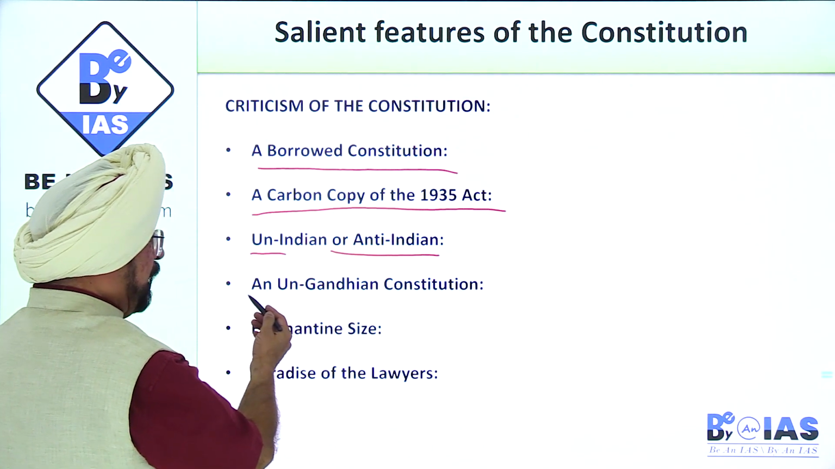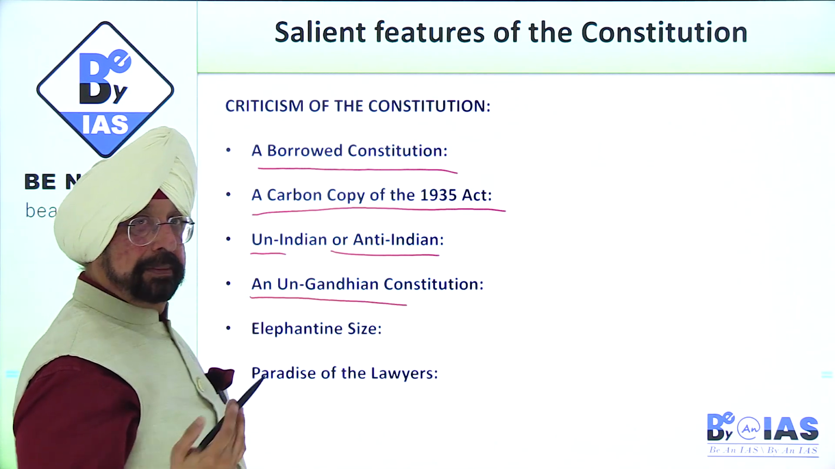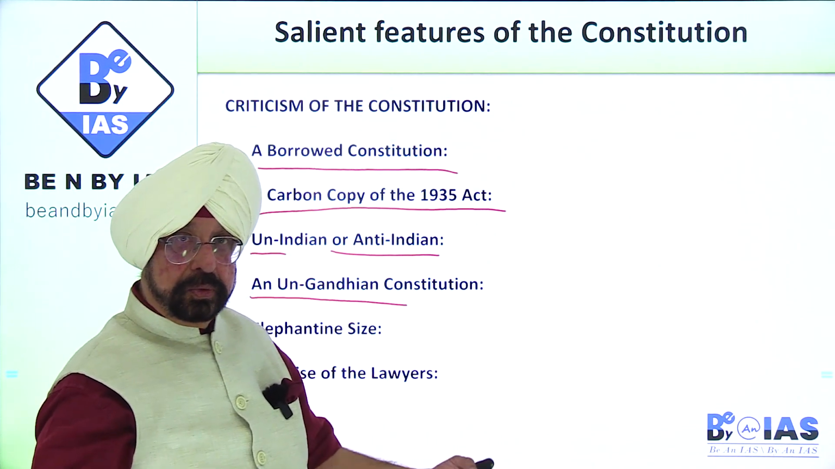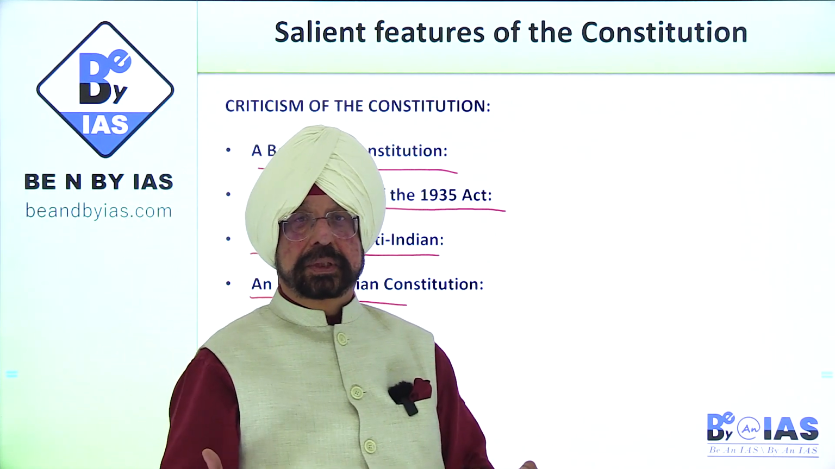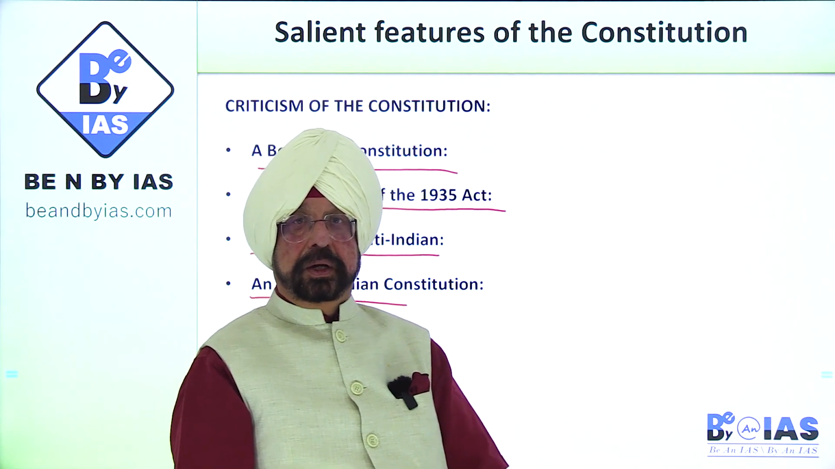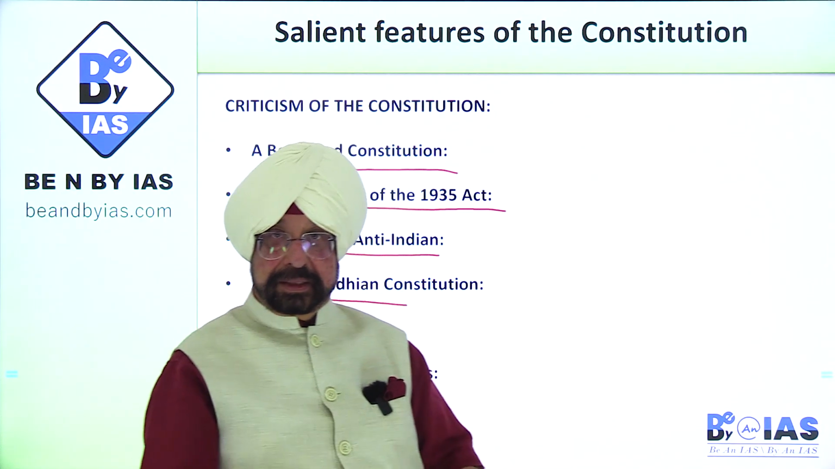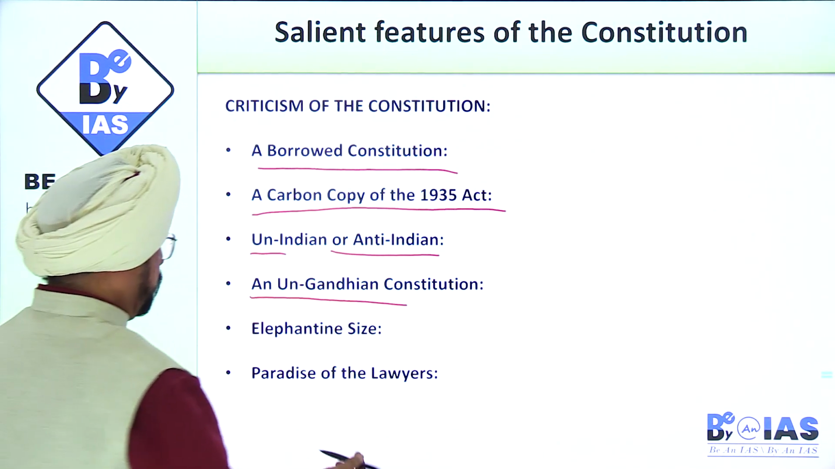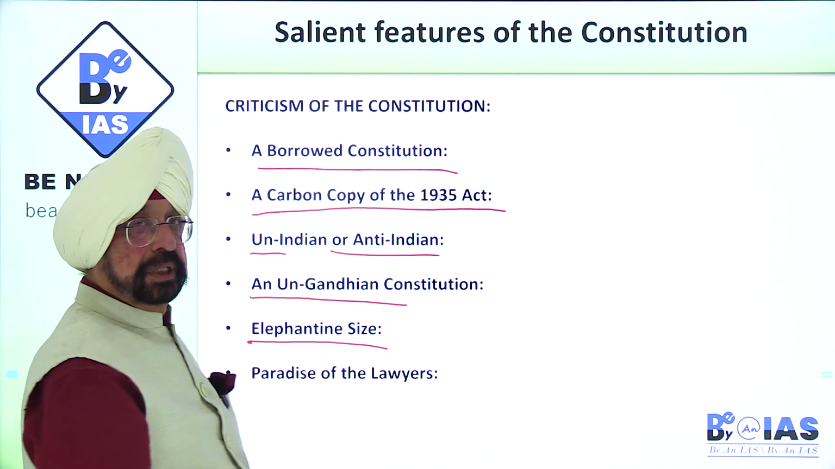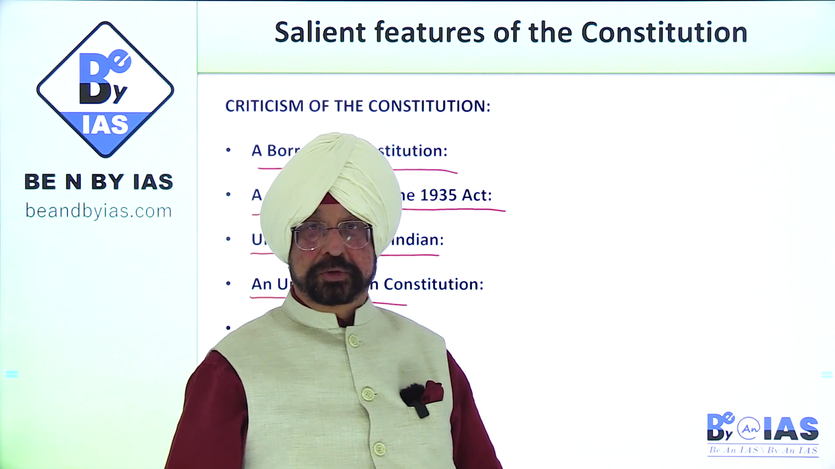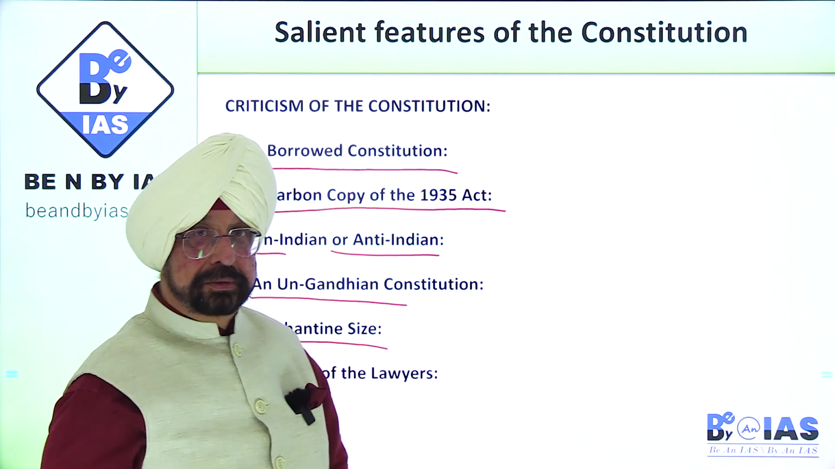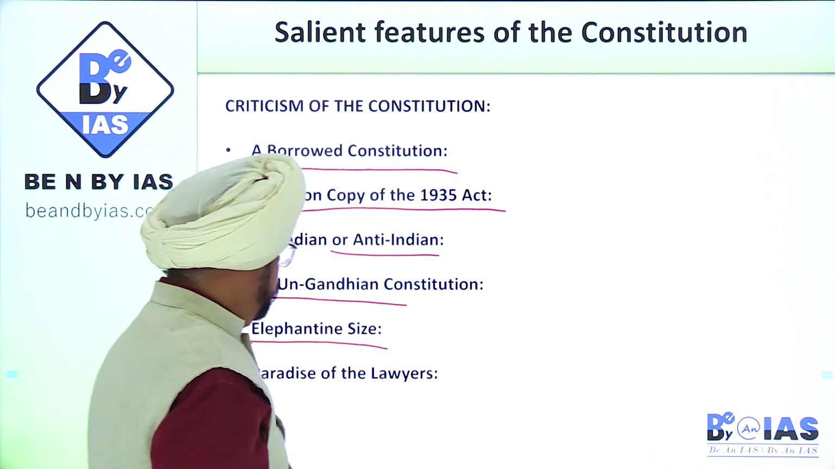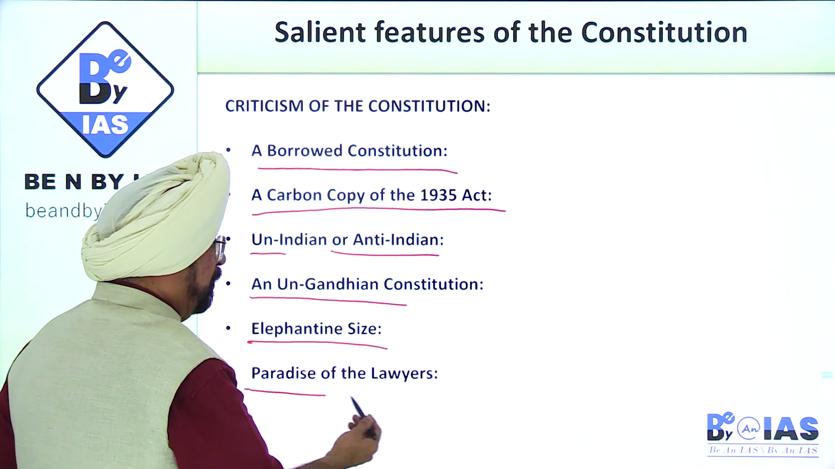And it is an un-Gandhian constitution, because at that time the Gandhian philosophy was to have the three-tier system and give more powers to the local bodies, the third tier, but that was not there in the initial phase. Then the elephantine size, the huge size of the constitution, makes it prone to litigations and different legal complications.